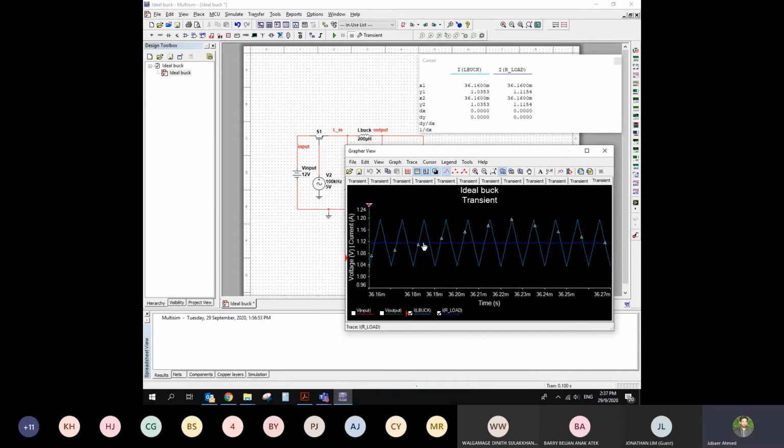So the output current is 1.12. This is the inductor ripple. So del IL is the value from the bottom to the top, which is 1.04 to 1.2 something, which is like 0.16. 0.16 divided by 1.12 gives some percentage, approximately 10 to 15%. So our ripple here is 10 to 15%.